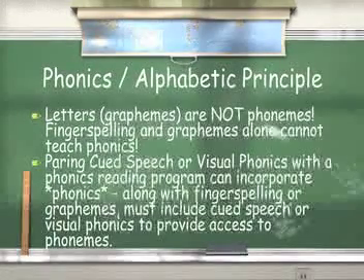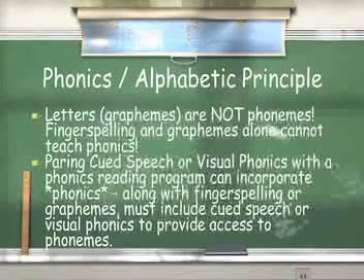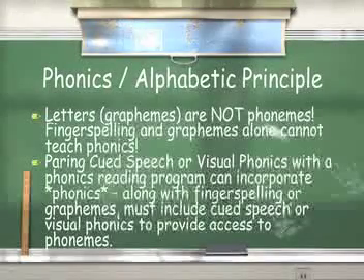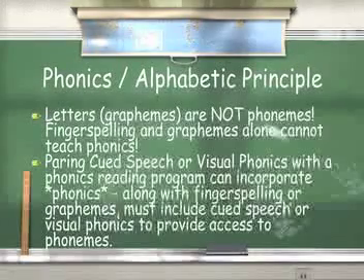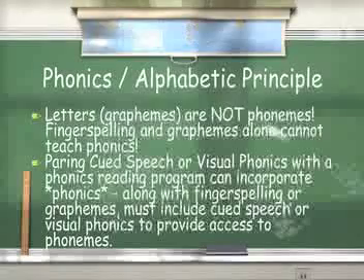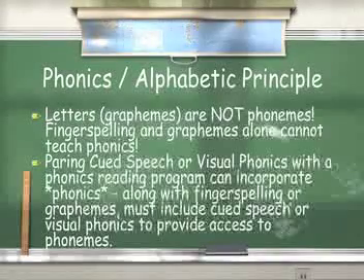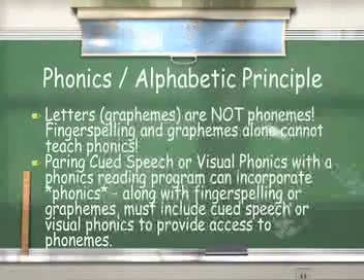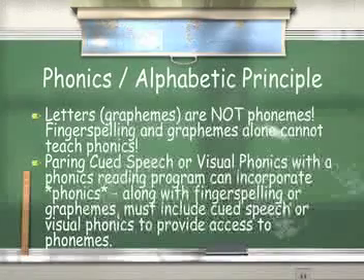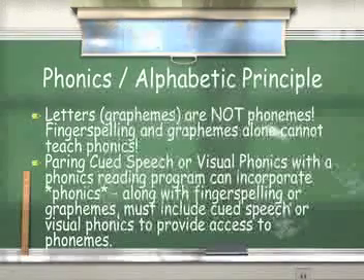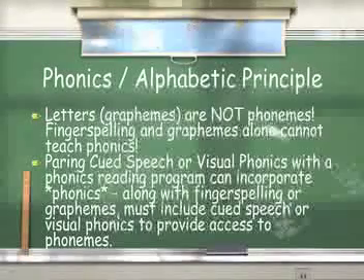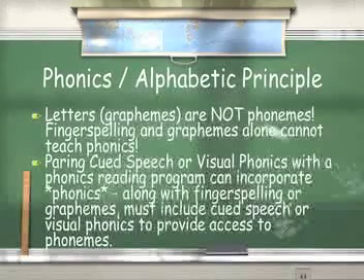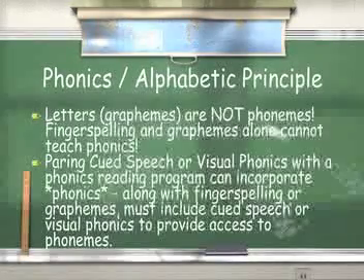And as far as phonics and the alphabetic principle, letters, graphemes are not phonemes. This is very important. Fingerspelling and graphemes alone cannot teach phonics. Fingerspelling is literally a manual code of the alphabet. And so fingerspelling alone cannot provide phonemes. Pairing cued speech or visual phonics with a phonics reading program can incorporate phonics along with fingerspelling or graphemes, but it must include cued speech or visual phonics to provide access to these phonemes.